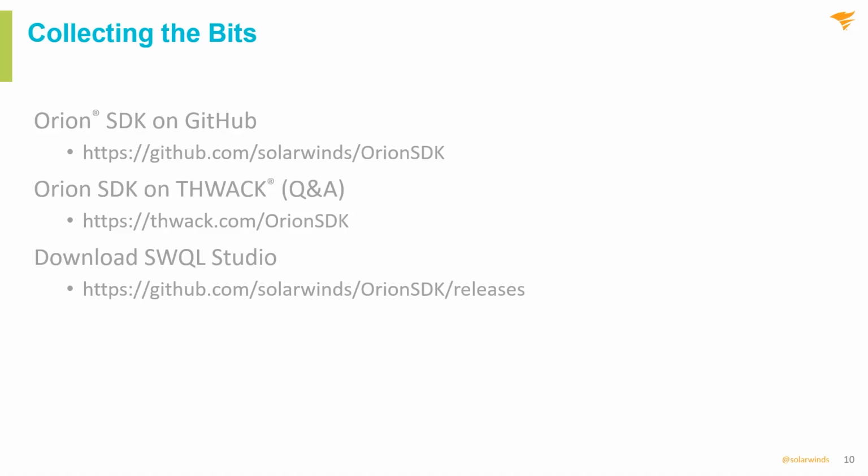So let's start with the basics. Where do you get the stuff you need to follow along with today's lab? That is the Orion SDK on GitHub. You can either go to GitHub and search for Orion SDK or use this link. If you need help after you've started working with it, there's a Q&A section on THWACK at thwack.com/OrionSDK. You can also download SWQL Studio from the releases folder in the GitHub, and that's where we're going to start.